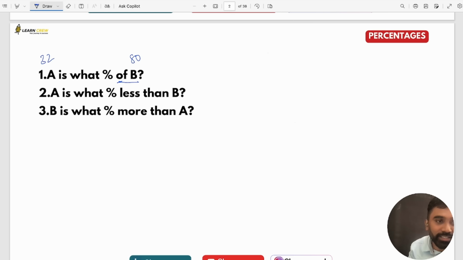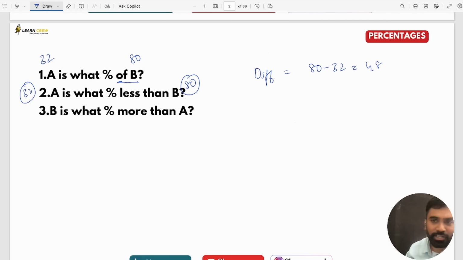Same question, let us take. A is 32, B is 80. A is 32, is what percentage lesser than B? What are they asking? Lesser than B means what is the difference, and in that difference, what is the percentage of the difference? That is what, right? So first, what is the difference between them? You'll tell, sir, 80 minus 32, that is going to be 48.